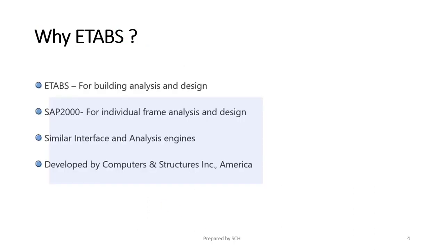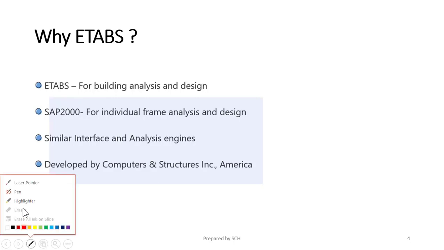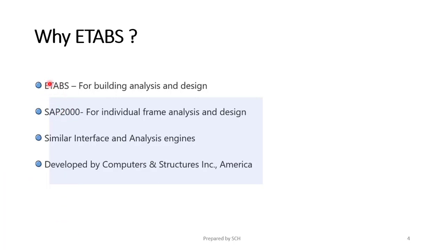We will be using ETABS software for our course. So why ETABS? ETABS is a software which is mainly used for analysis and design of building structures. There is another software you must be knowing, SAP 2000, which is also a software. Both ETABS and SAP are developed by CSI America, the same company. That is why, if you see the interface of these two softwares, you will find a lot of similarities between them.